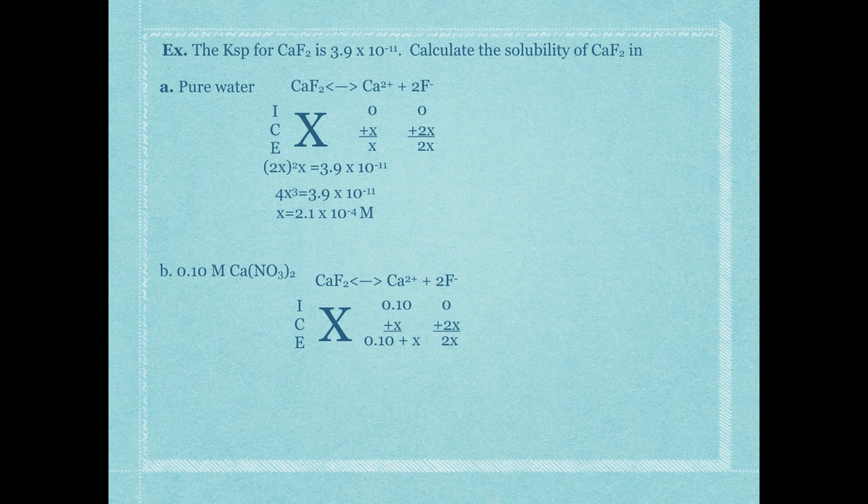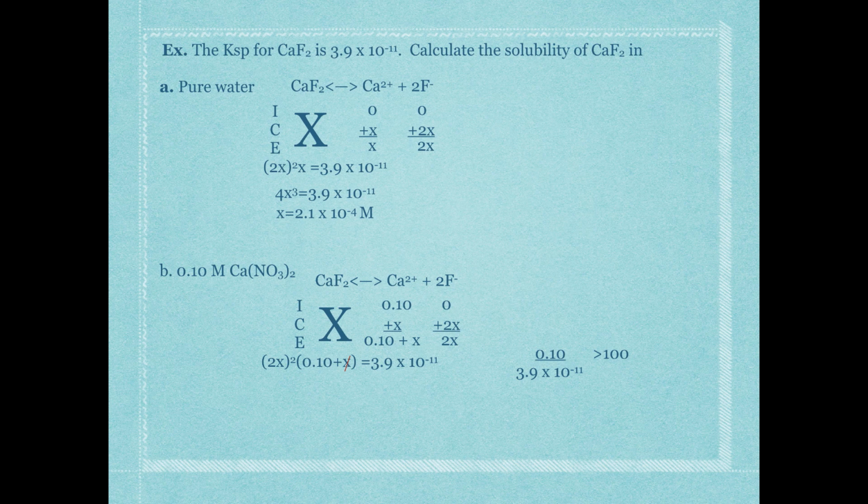Then again, I'm going to plug this into my equilibrium expression, my solubility product. So it's going to be 0.10 plus X times 2X, that whole thing squared, and that's going to equal my Ksp. I'm going to use my rule of 100 in order to get rid of the plus X, because otherwise I'm going to have a difficult time solving for X. Since my initial concentration, 0.10, divided by my Ksp, 3.9 times 10 to the negative 11th, is greater than 100, I can get rid of my X, and now I can simply solve it.